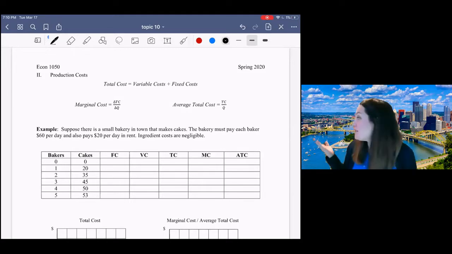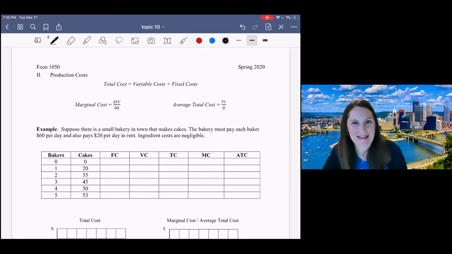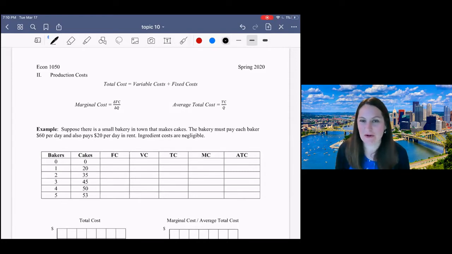You may have noticed this beautiful city behind me. I decided that instead of showing you my small home office, I would show you some of the places that I've lived or spent a lot of time in. So go ahead and guess where I am and I'll tell you at the end of the topic.